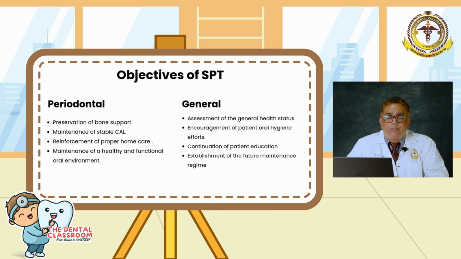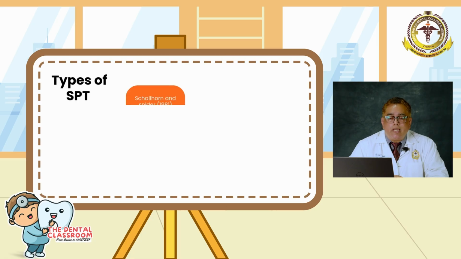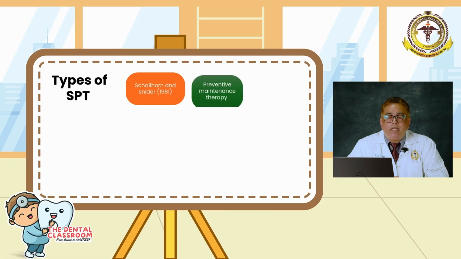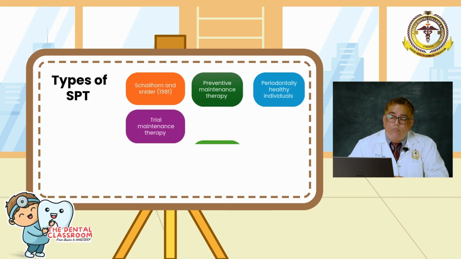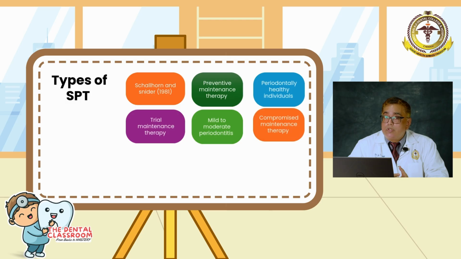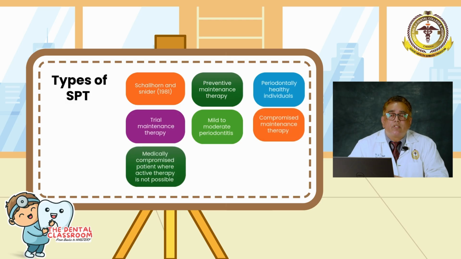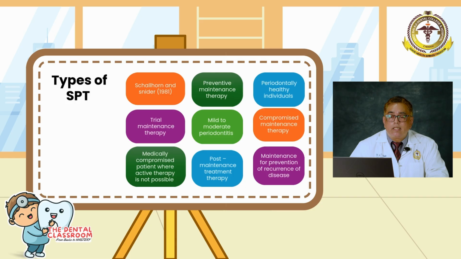What are the various types? According to Shalon and Snyder in 1981, there is preventive maintenance therapy, where periodically seen healthy individuals are included. In trial maintenance therapy, you will see mild to moderate periodontitis. In compromised maintenance therapy, you will see medically compromised patients where active therapy is not possible. And finally, post-maintenance therapy, where you see maintenance for prevention of recurrence of disease.